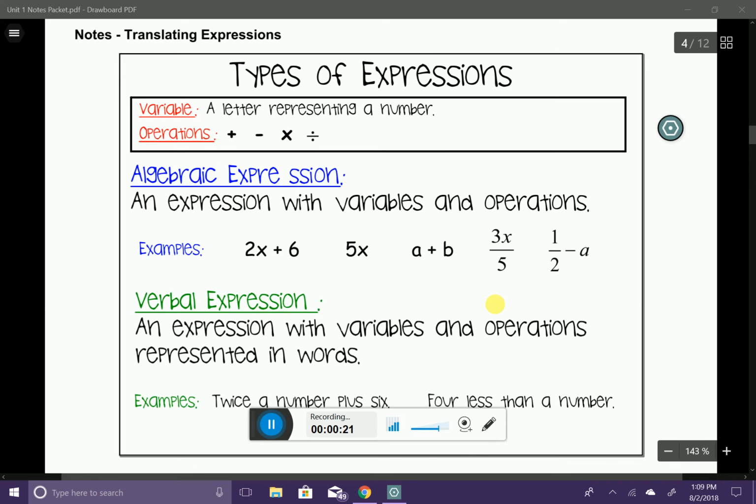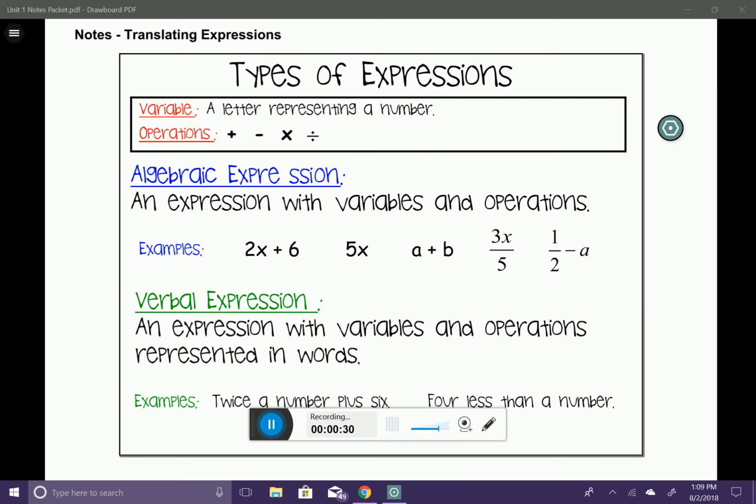The first is variable. A variable is a letter representing a number. So you can use any letter that you like. The most common letters that are used are X and N and sometimes A, B, and C. But truly you can use any letter that you'd like to represent a variable. The other word is operation, and we've been learning the operations, addition, subtraction, multiplication, and division since early years of elementary school. So those should be pretty familiar to you.